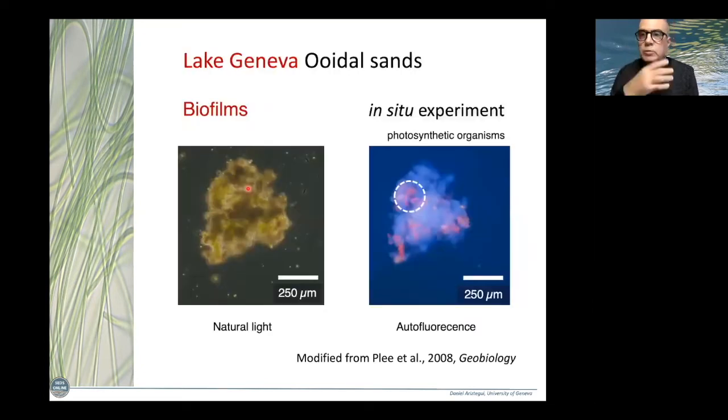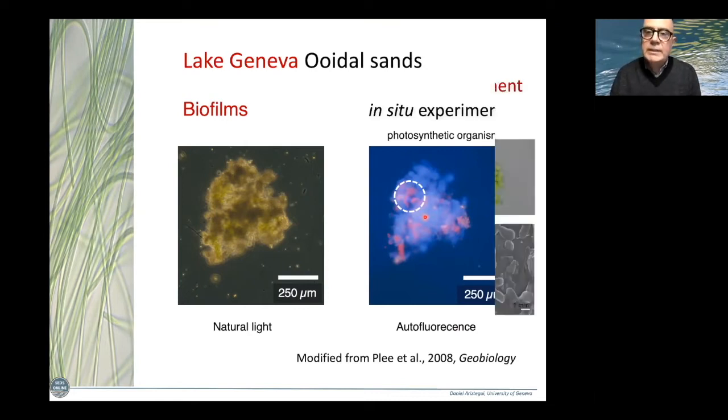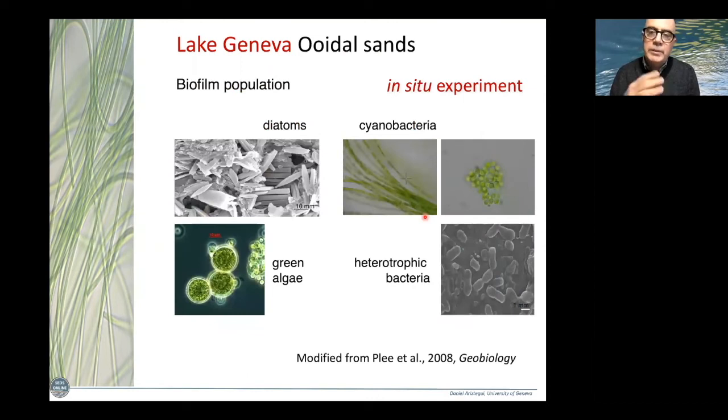So she would bring these glasses to the lab, and here you can see this under natural light, and this under autofluorescence that helps us to discriminate these photosynthetic organisms that we see in pink, and then in white, this bluish white, we see the carbonate.